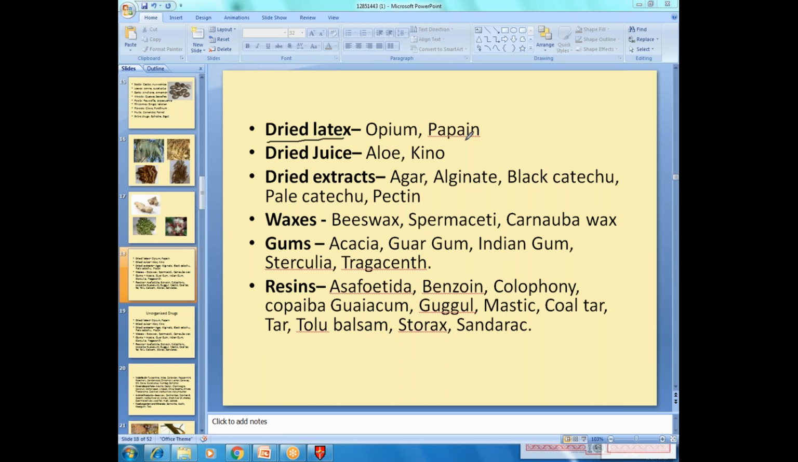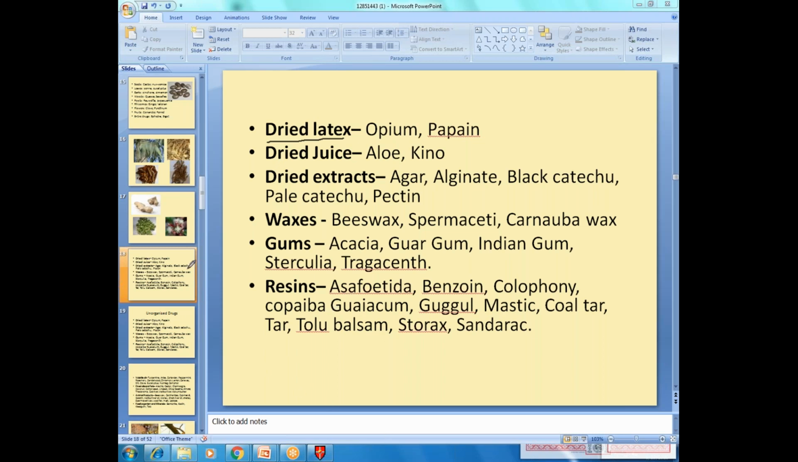The wax is beeswax or carnauba wax. Gums like acacia, agar, tragacanth. Resins: asafoetida, hing. We put it in all sambar when you prepare. Now you know benzoin also. What is benzoin? So these all come under resins as unorganized drugs.